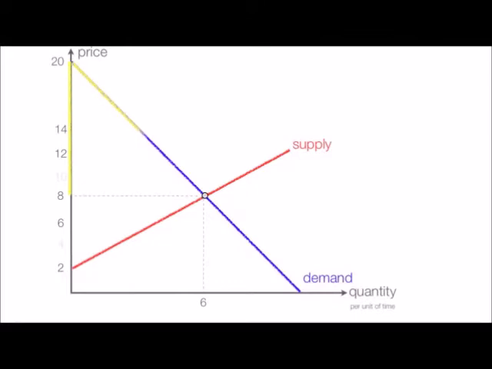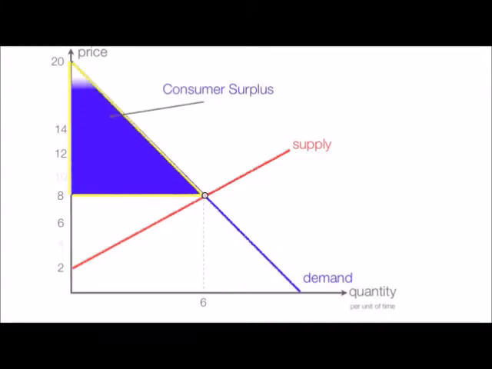Consumer surplus is the area above price and below the demand curve. That triangle, or the blue triangle. Consumer surplus is the area of that blue triangle, which is 1/2 times the base times the height. That's the area. The base of the triangle is 6. I have 1/2 times the base, which is 6.